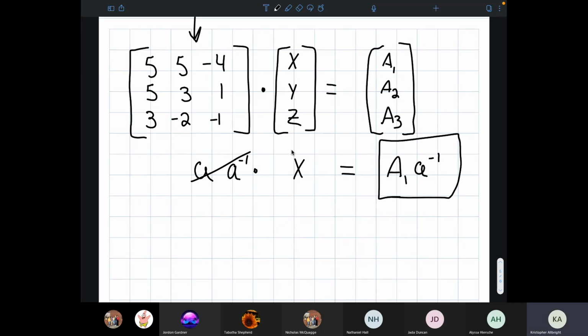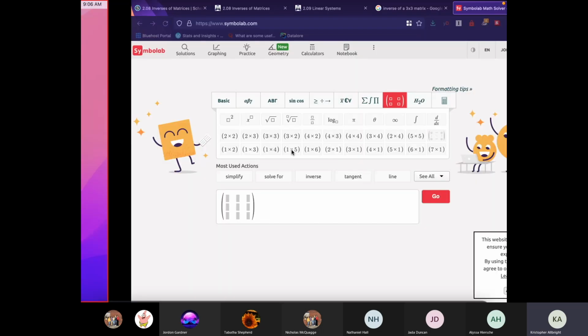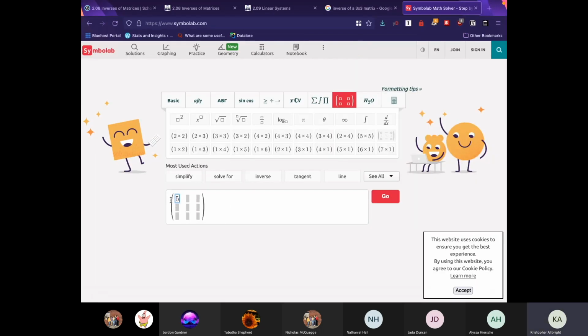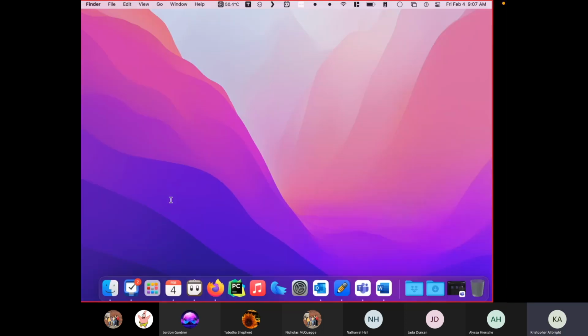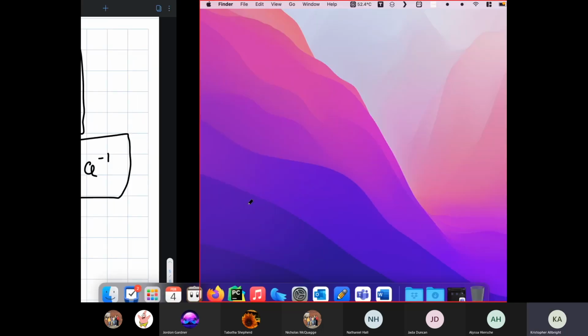Okay, so 5, 5, negative 4, 5, 3, 1. 5, 5, negative 4, 5, 3, 1. I know that this is a negative 1. So 3, negative 2.